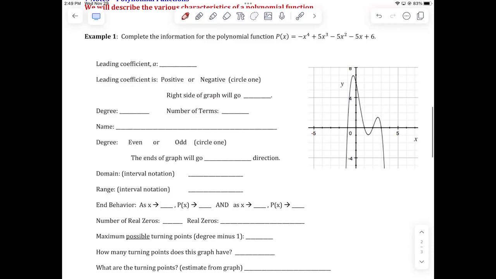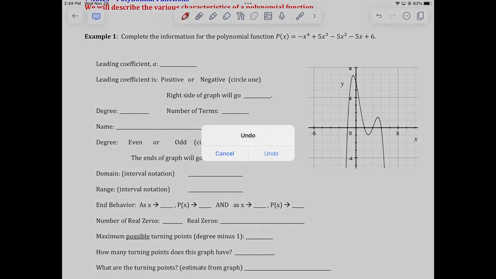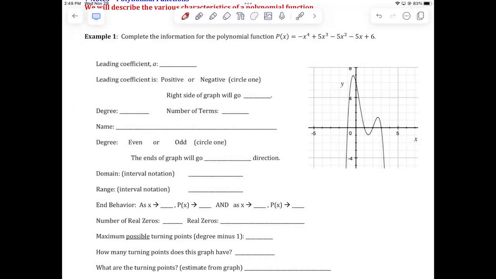Okay, let's jump into example 1. Let's see if we can figure this out. First of all, we look at the polynomial. The polynomial's name is p of x. How many terms does it have? 1, 2, 3, 4, 5. Terms are separated by plus signs or minus signs. So it has 5 terms. Everyone see all 5 terms?